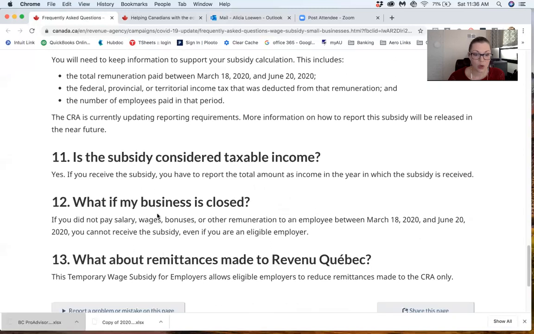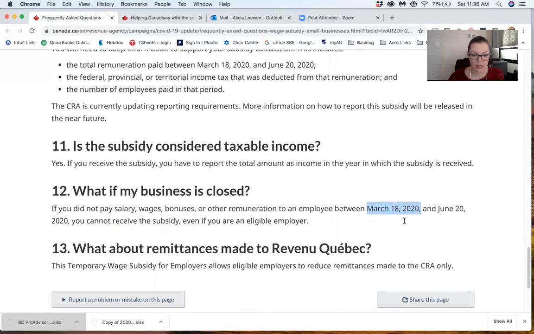If your business is closed, so if you've already had to lay off your workers, then you're not currently paying them salary, wages, anything. So then you can't receive the subsidy if you don't have wages currently being paid out. But you might have just paid them in the last few days, and so you can claim the subsidy on that payment. So watch out for that cutoff date.